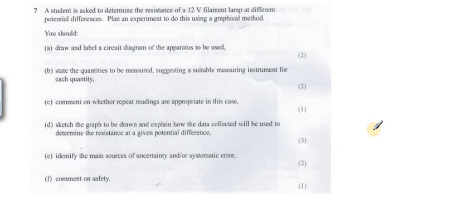Question number 7. A student is asked to determine the resistance of a 12-volt filament lamp at different potential difference. Plan an experiment to do this using graphical method.